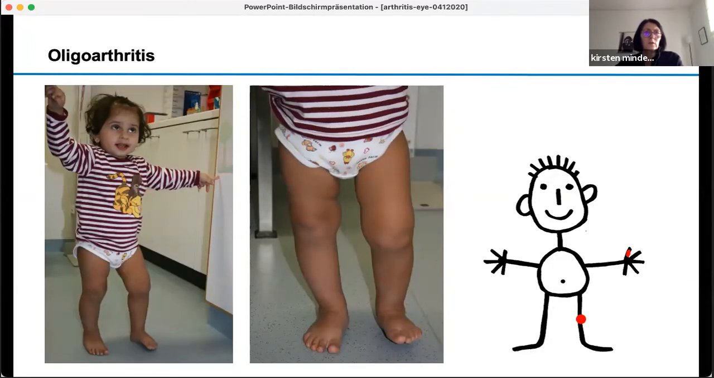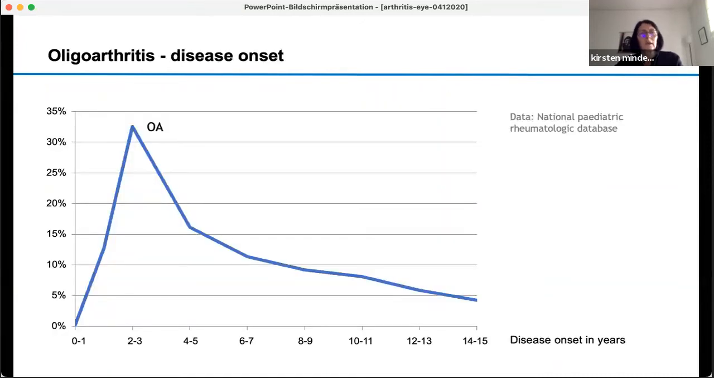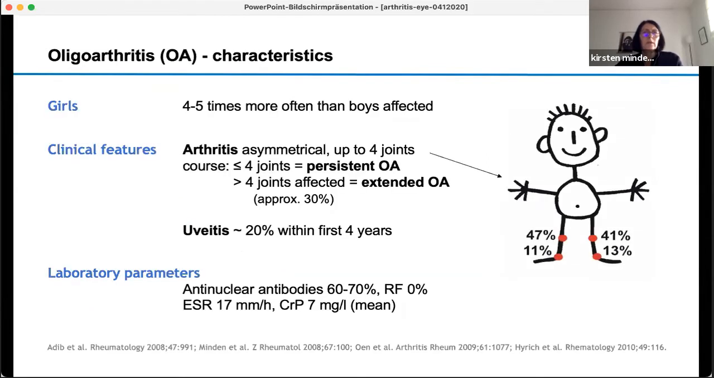And this is a typical patient, a girl with inflammation of the left knee joint and a finger joint. And it is a little girl. Oligoarthritis usually begins at the age of 2 to 3 years and affects preferably girls. A maximum of 4 joints is affected within the first 6 months of disease, and these are mainly the knee and ankle joints. If more than 4 joints are affected over time, the disease is then referred to as extended oligoarthritis.